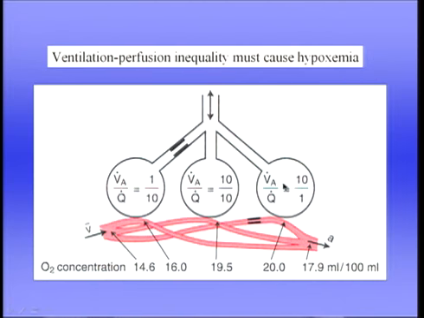What about the unit with a very high ventilation-perfusion ratio? Well, that puts out blood with a slightly higher oxygen concentration than the normal unit, but not much higher, only about 0.5 mils per deciliter. Why is that? Because the normal PO2 is about 100 and the oxygen saturation is almost complete, 97% or so.